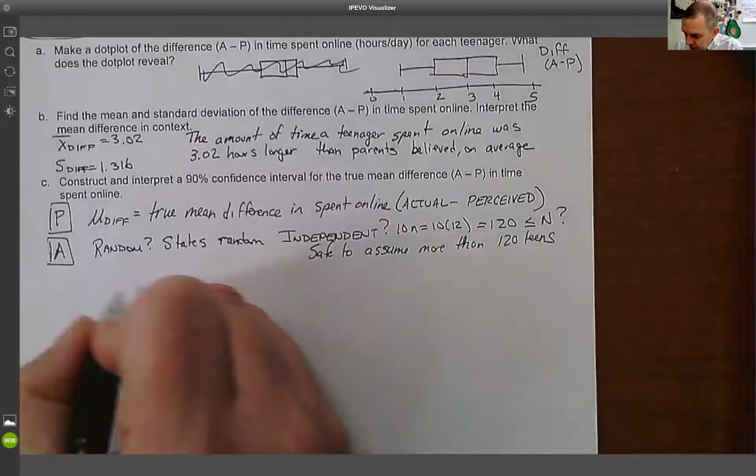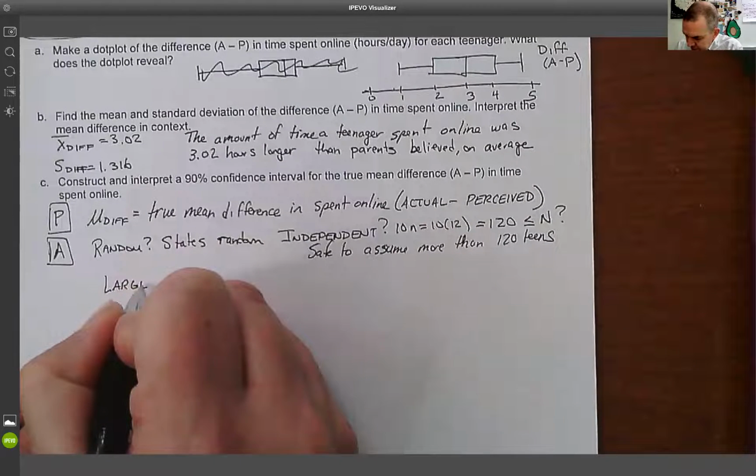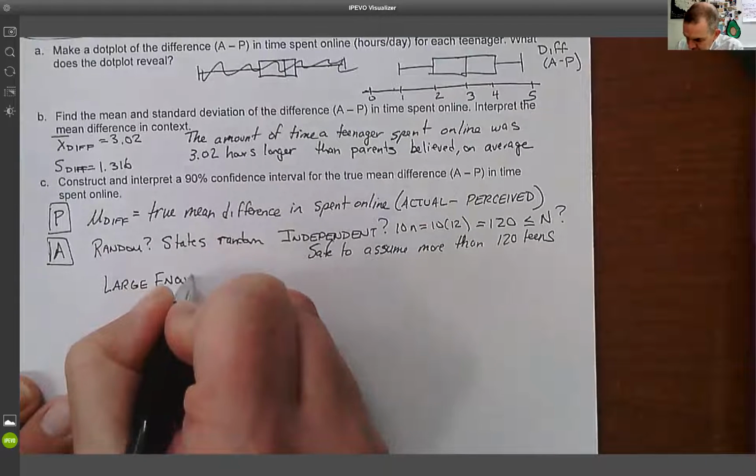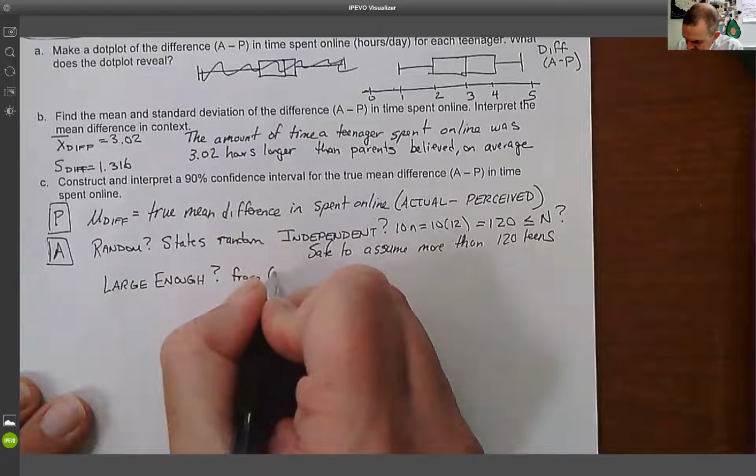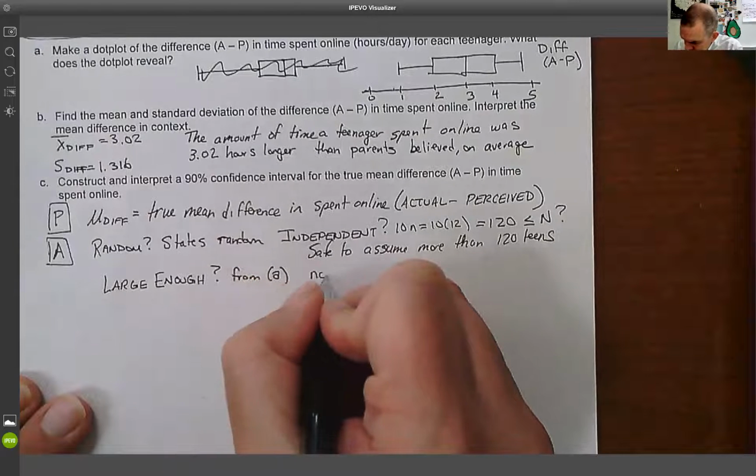And now we're going to do our large enough, and that's where we're going to steal that picture from up top. So what we want to do is, from part A, we see no strong skew.